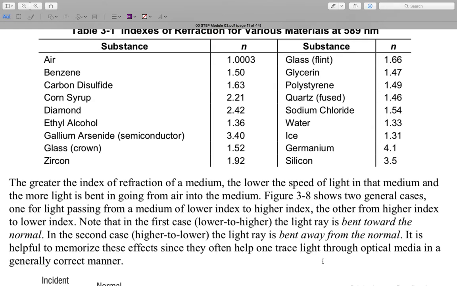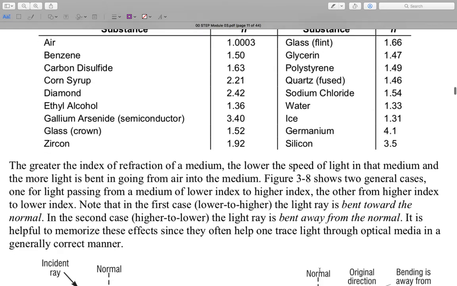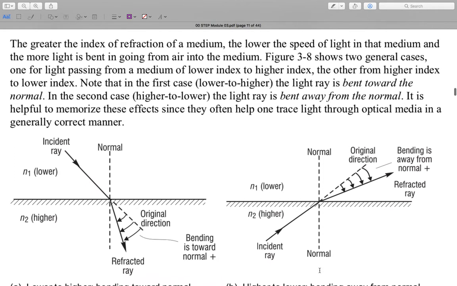Figure 3.8 shows the general cases of light passing from a medium of lower index to higher index, and from a medium of higher index to lower index. Okay, we can see this one.